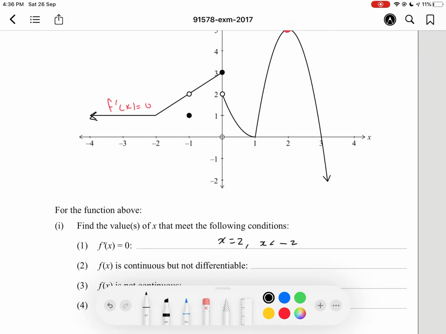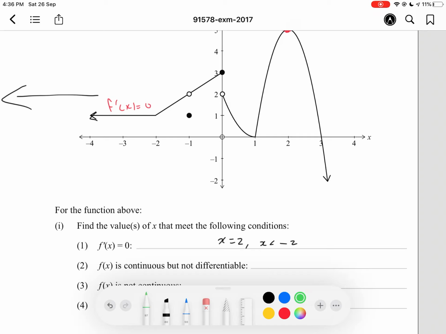And it's less than negative 2 because we see this arrow, it means it's continuous forever. So question 2, f of x is continuous but not differentiable. So when it's continuous but not differentiable, that's our sharp corners, okay? We cannot differentiate at sharp corners, therefore that would be our not differentiable. They're continuous places, but they're not differentiable.